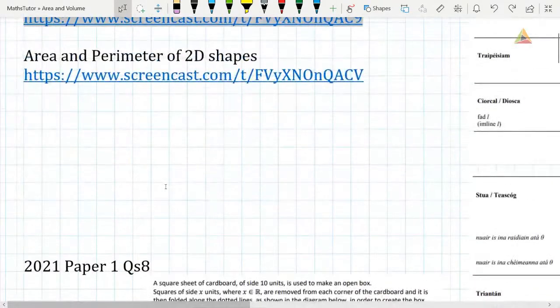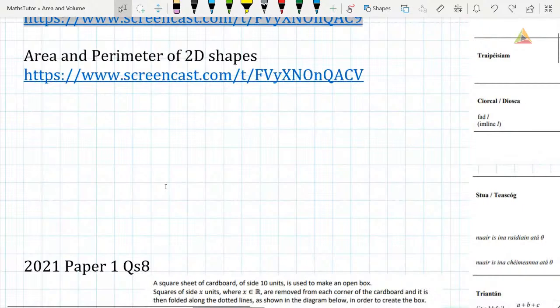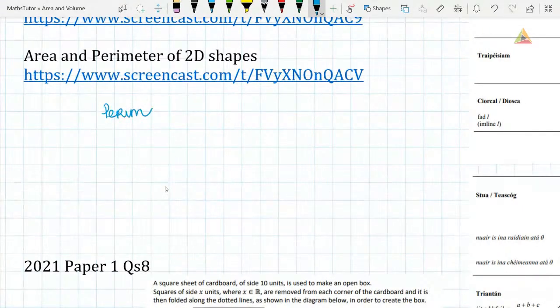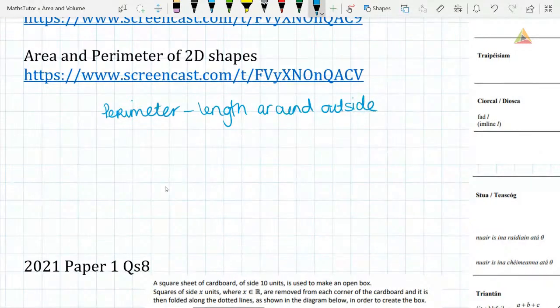When we're dealing with these, there are a couple of things that we have to bear in mind. The perimeter is a length, a length all the way around the outside. So when it's a length, that means we're going to have units like centimeters or meters or kilometers. It's basically imagining that we start at one point and we're going to be walking around.